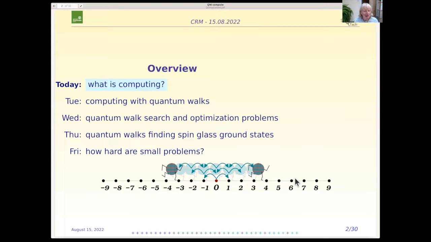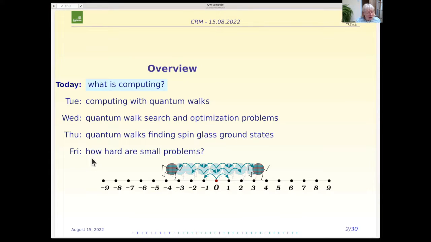And then tomorrow I will dive into the basics of how you compute with quantum walks, like things you can do, things you might want to do, maybe shouldn't do. And then we'll look at search algorithm, some aspects of it, and as a lead into using quantum walks for optimization problems. And then on Thursday specifically, we'll look at how quantum walks can find spin glass ground states.